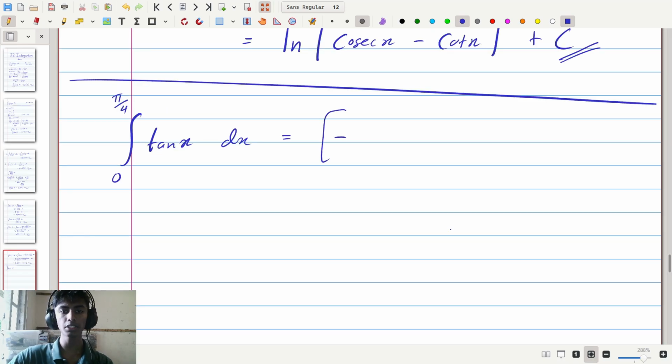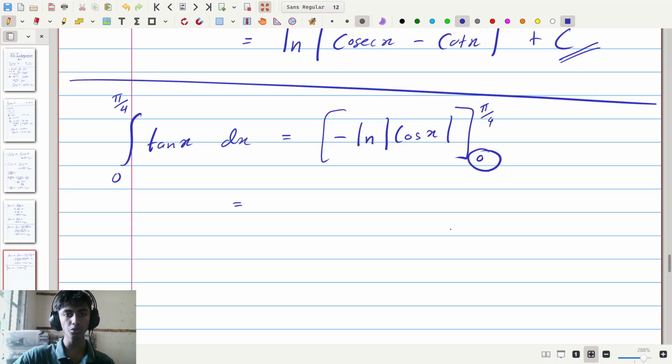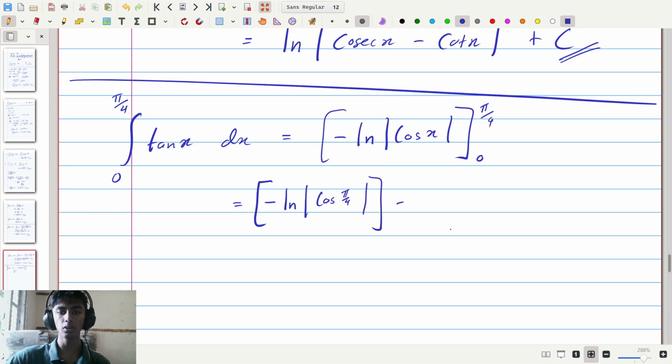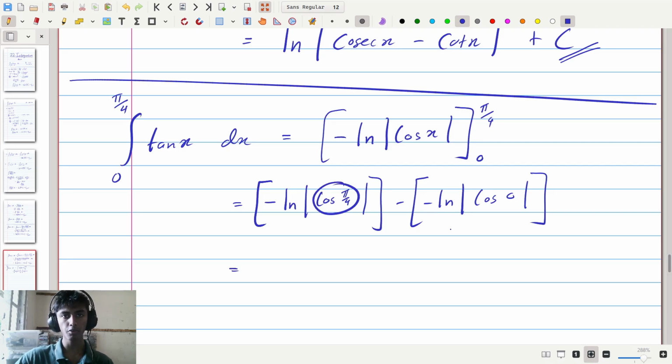to the application of the limits of negative natural logarithm of the absolute value of cosine of x from 0 up to pi by 4. Therefore, the value of this integral is going to be what happens when you substitute pi by 4's limit minus what happens when you substitute 0's limit. When you substitute pi by 4's limit, you get negative natural logarithm of the absolute value of the cosine of pi by 4, minus the lower limit, which is the negative natural logarithm of the absolute value of the cosine of 0.